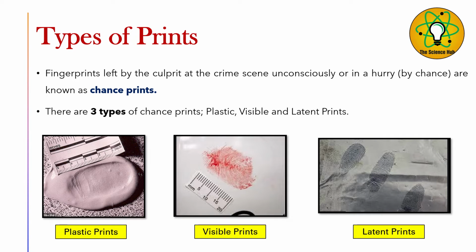Types of print. Fingerprints left by the culprit at the scene of crime unconsciously or in a hurry by chance are termed as chance prints. There are three types of chance print that are plastic, visible and latent.